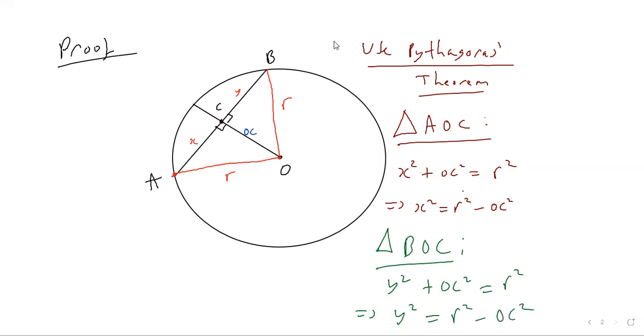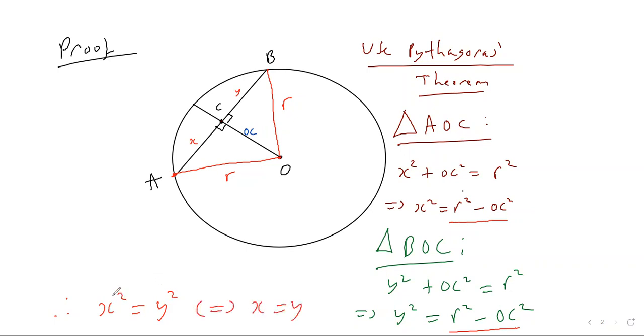Right, so now let's look at this. We've got x squared equals r squared minus OC squared, and y squared equals r squared minus OC squared. So therefore, it must be true that x squared equals y squared. Now we can square root both sides of this equation, and if we do that, we get that x is equal to y.